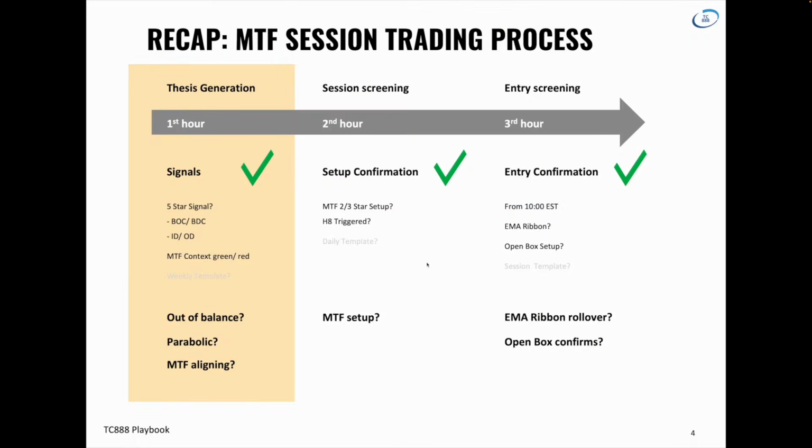Right, so this was the live preparation with the group, thesis generation, as seen here on the left side. Then I screened my session with this analysis and with the heat map we just generated, and I took the DJ30 trade in the third hour. What you will see now is the review that I did after the session for the group to wrap everything up.